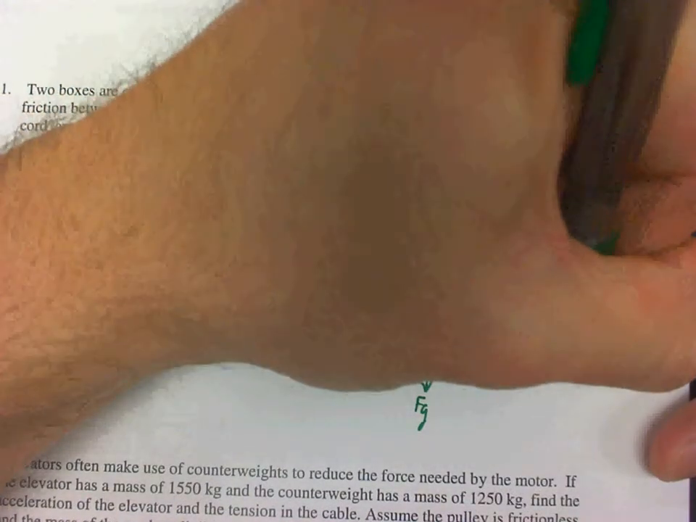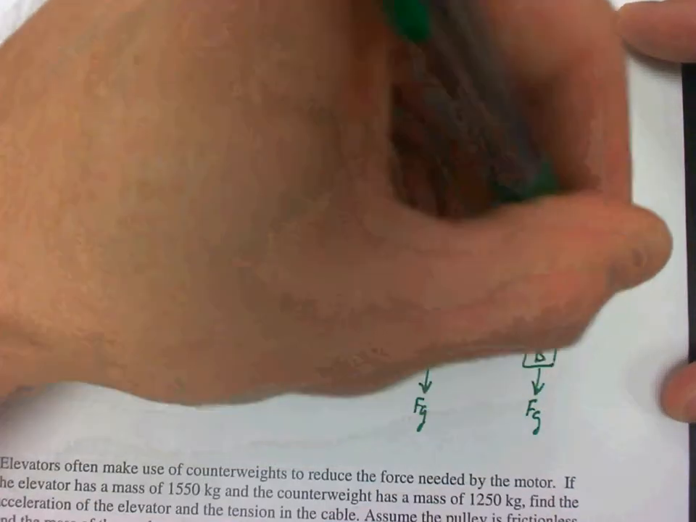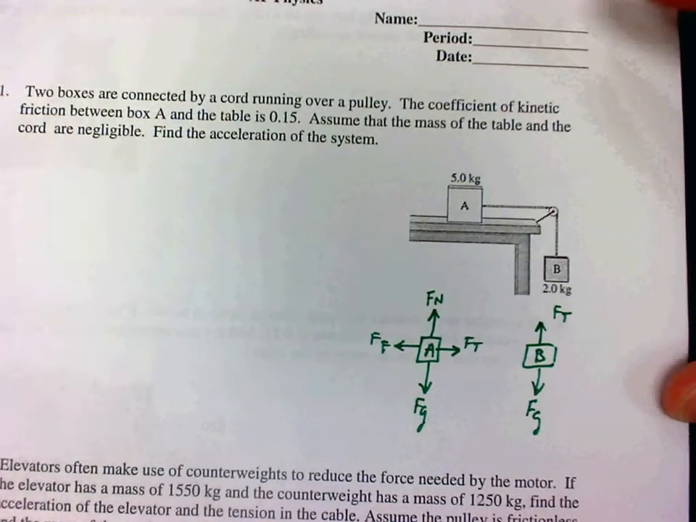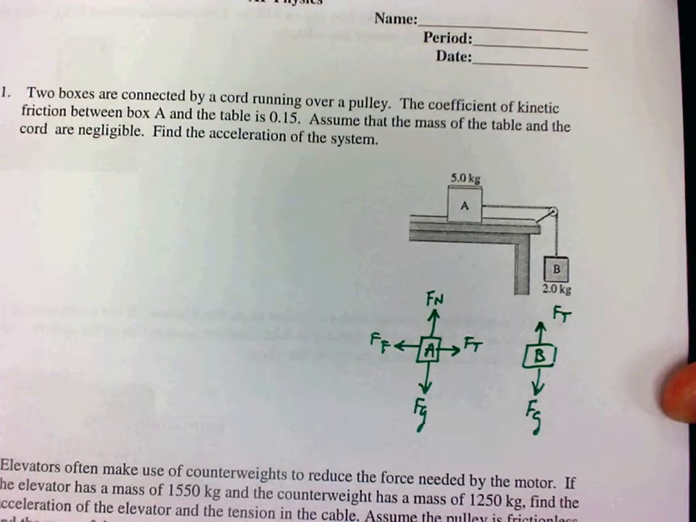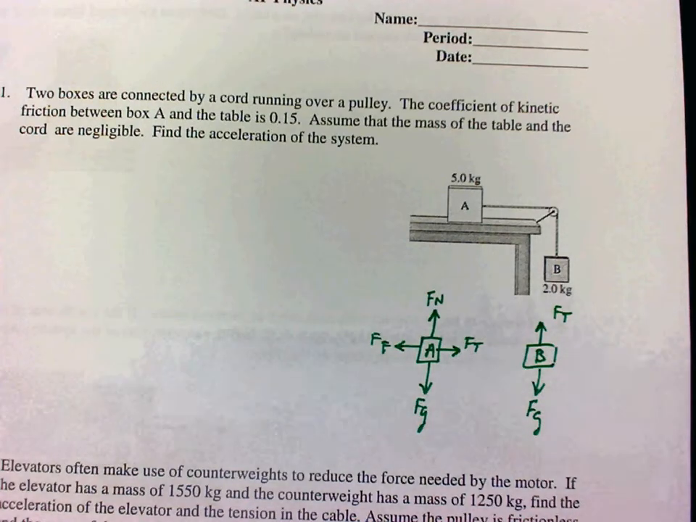If we analyze box B, it only has two forces acting upon it. It has Fg trying to pull it down, and in the upward direction it has Ft, tension, that is caused because of the cable that's attached to it. So those are the two free body diagrams that you would need, so you can see what forces are acting and where they're acting.